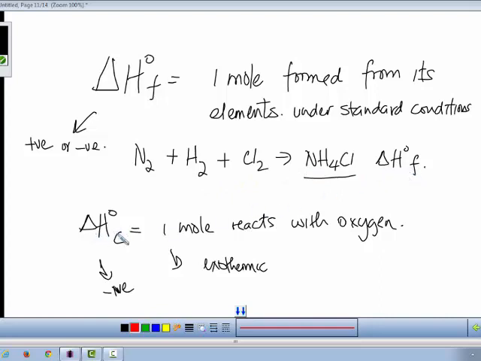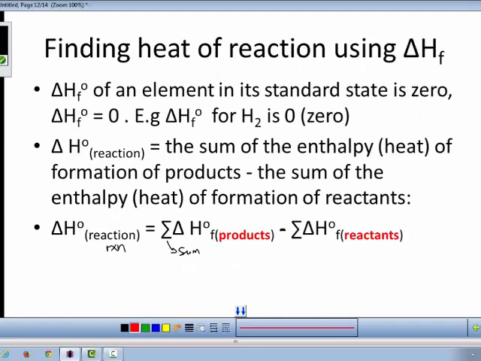Delta H of combustion, delta HC, is when 1 mole reacts with oxygen to give you carbon dioxide and H2O, and that is an exothermic reaction. So for formation, 1 mole is formed, so that means you have 1 mole of product, and for combustion you have 1 mole of reactant. Okay, so those two terms, how do we use those to calculate the enthalpy change for a reaction? So a few things to recap.